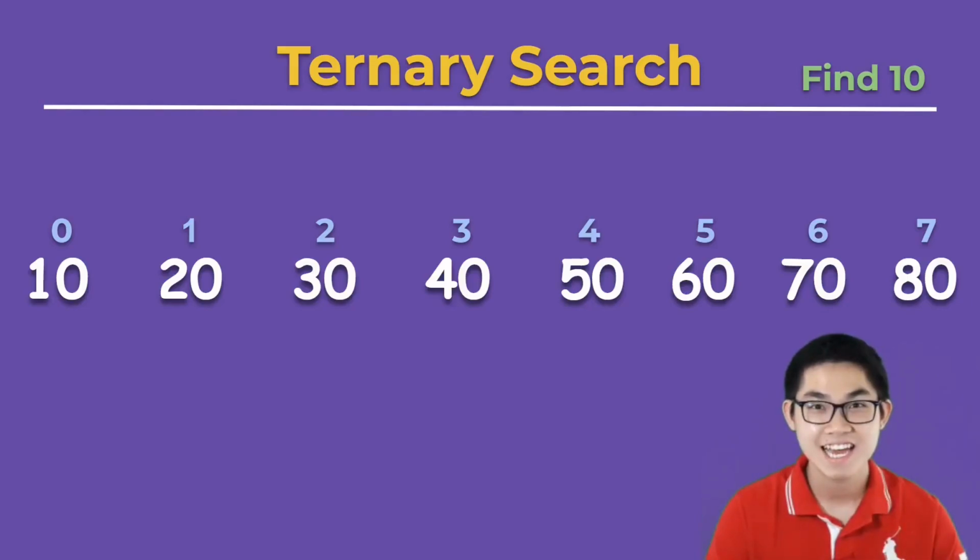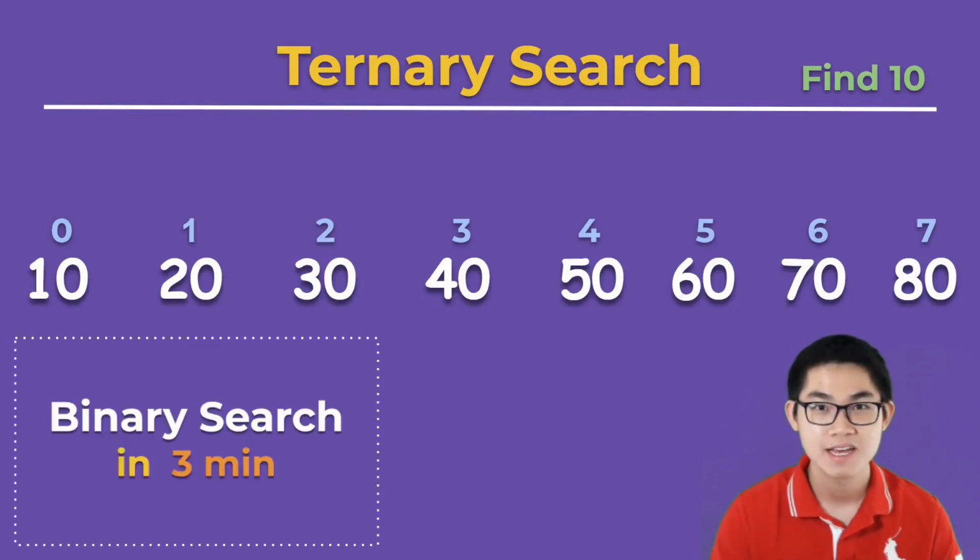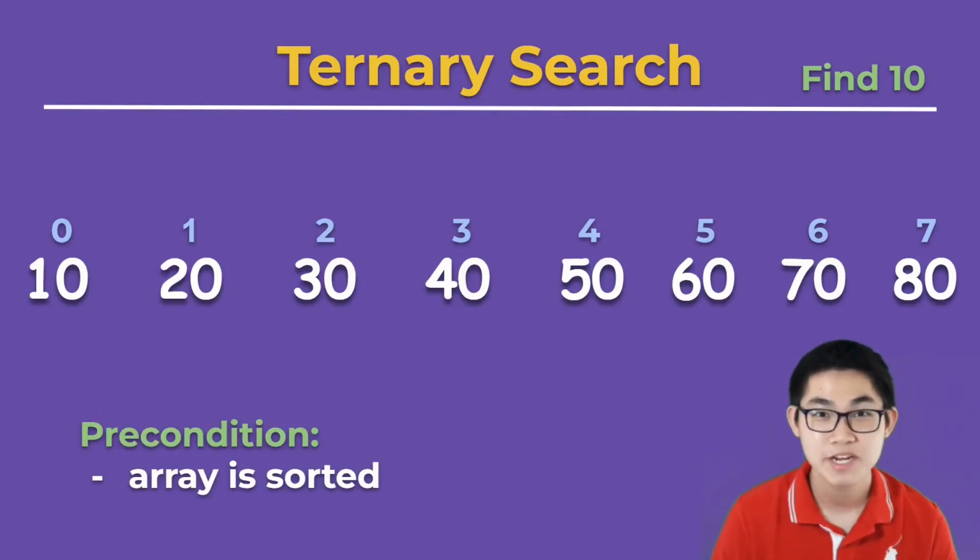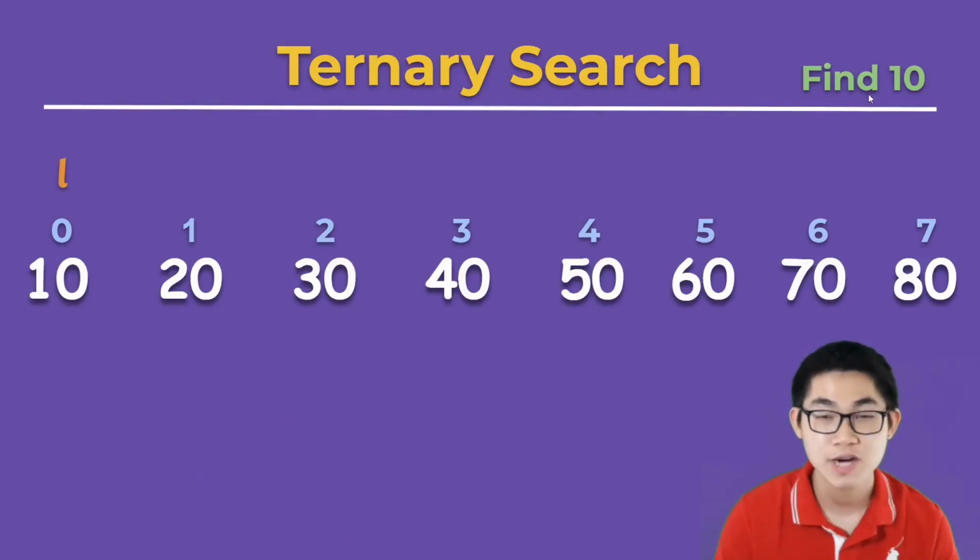Hi guys, in this video, I'm going to show you how to use ternary search to find if a number exists in an array or not. In the previous video, I already explained binary search, so if you want to check it out, I'll link it in the description below. The precondition to ternary search is that the array must already be sorted from least to greatest.